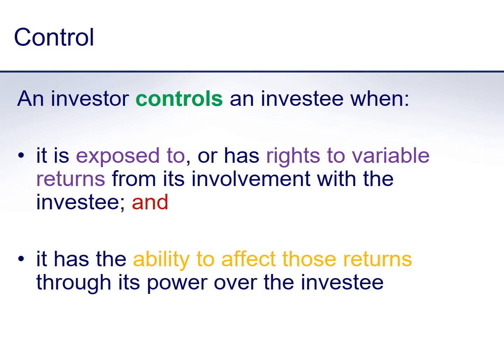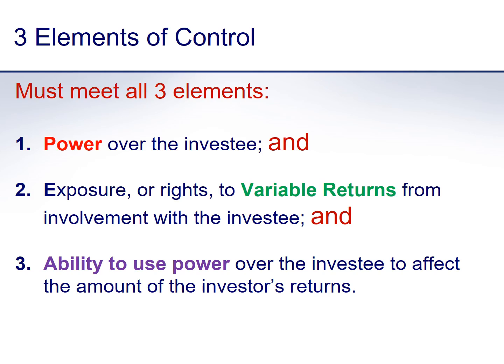Under IFRS 10, an investor controls an investee when it is exposed to or has rights to variable returns from its involvement with the investee, and it has the ability to affect those returns through its power over the investee. Taking that definition and breaking it down to its three important elements, we see that the three elements of control include power, exposure or rights to variable returns, and the ability to use power over the investee to affect the amount of returns. If any of these elements are missing, you don't meet the definition of control.